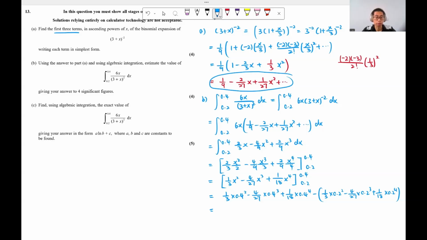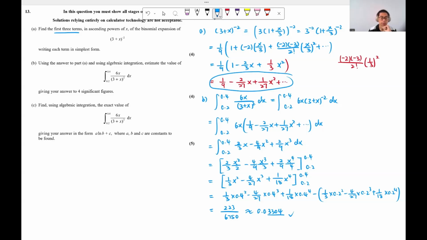So that will give us 223 over 6750, which is the same as what they want, 4 significant figures, which is 0.03304 if we round it to 4 significant figures. Okay, part C, find using algebraic integration the exact value of the integral from 0.2 to 0.4, so same integral as before.